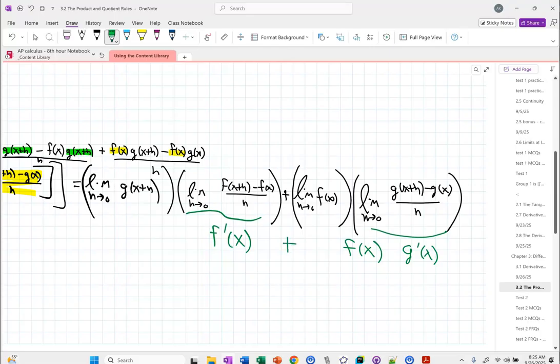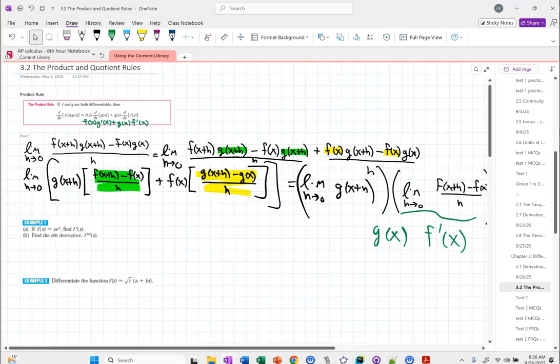Here, the limit as h approaches 0 of g of x plus h. I can just do a direct substitution, right? x plus 0 is x, so I just swapped through g of x, and there's what I was trying to get to. Maybe I have it in a different order, but it's addition, right? Whatever. Is everybody okay? Let's practice using this rule now. Okay, we've proven it.